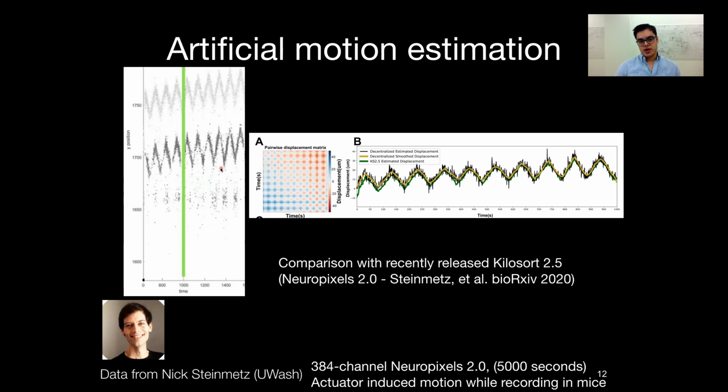In the middle, you see the pairwise displacement matrix that our method estimates given this data set. And on the right-hand side, in the yellow, you see the global positioning that we can extract from this pairwise displacement matrix. And the satisfying thing about this result is that the motion that we estimate very closely matches the ground truth motion that the actuator was simulating in this data set, which shows that our method was able to accurately estimate the motion. Whereas we also see the template-based registration here in the green line, which is the method used by Kilosort 2.5. And you can see that the motion estimates for the template-based method are slightly different than the decentralized method for this data set.